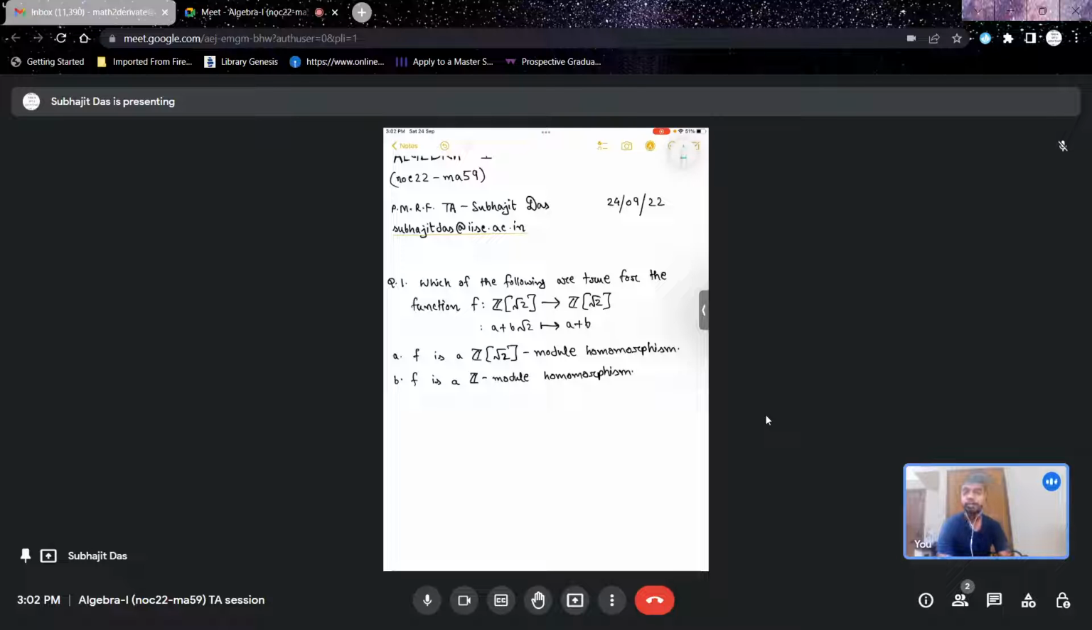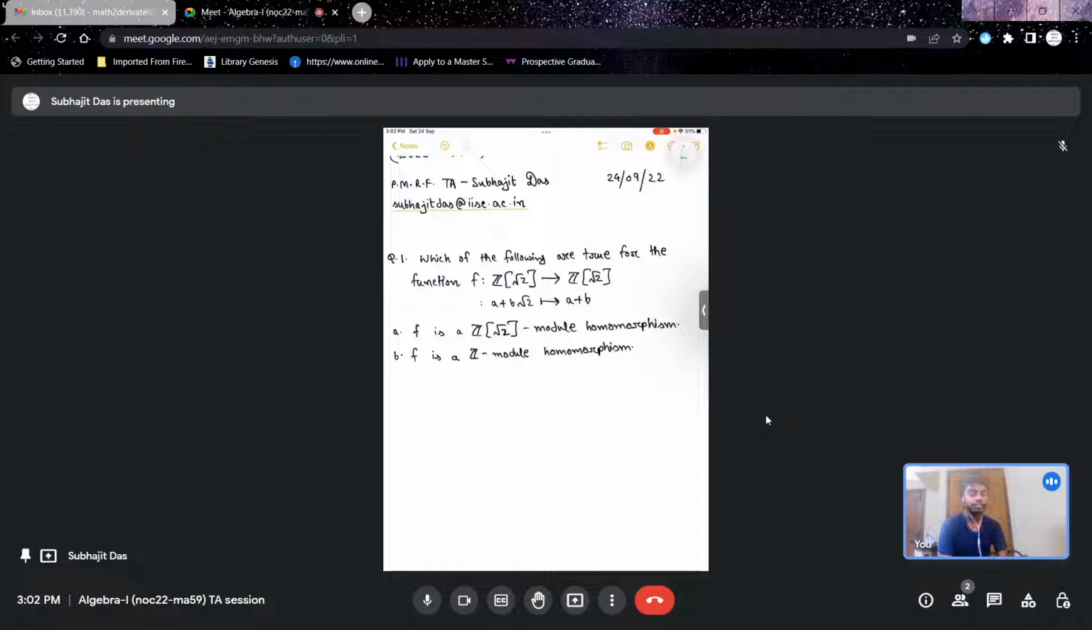Let us read out the question first. Which of the following are true for the function f from Z adjoined root 2 to Z adjoined root 2, which sends a plus b root 2 onto a plus b? We are given this map, and we need to figure out which of the following statements A and B are actually correct. The first option is that f is a Z root 2 module homomorphism, and the second is that f is a Z module homomorphism.